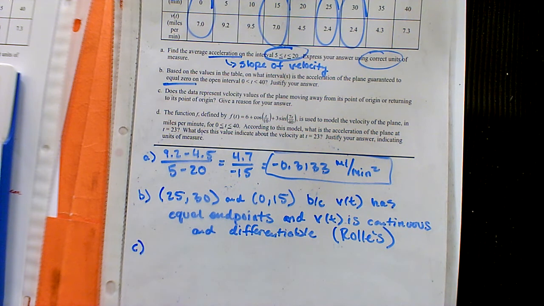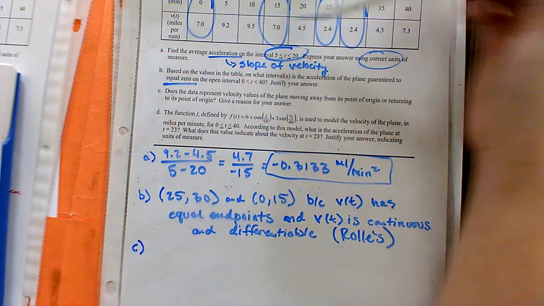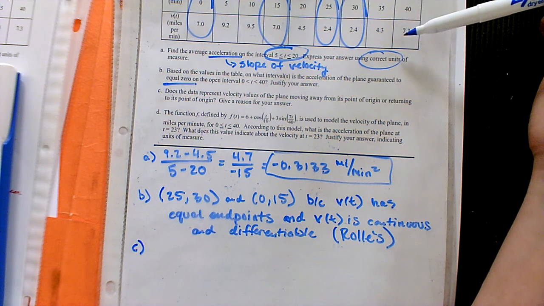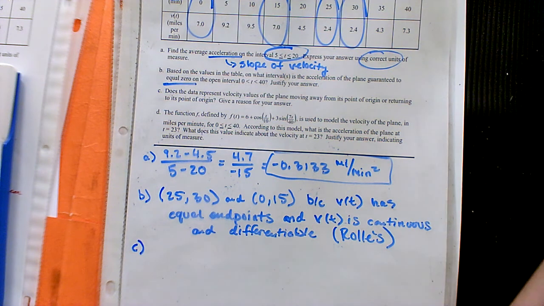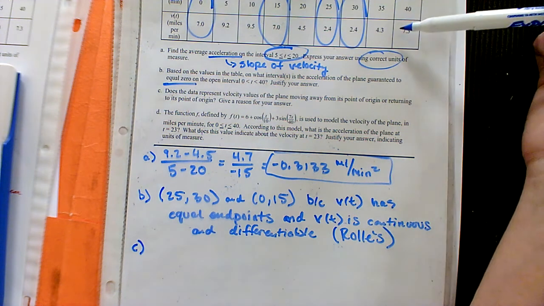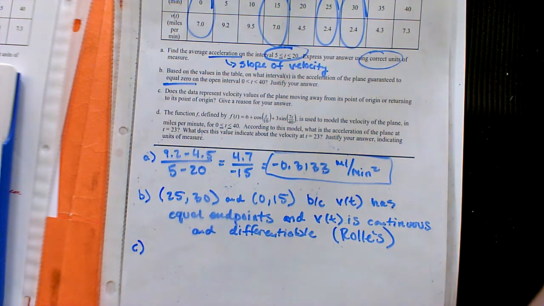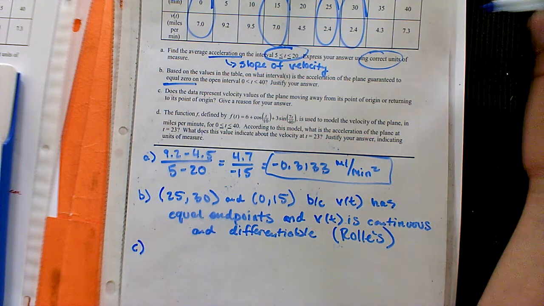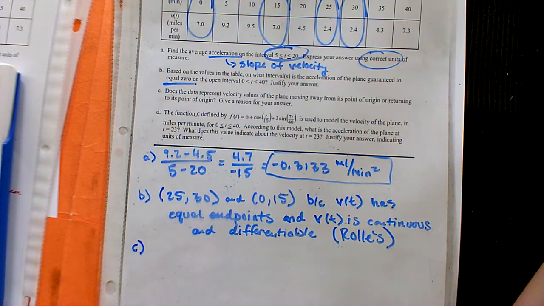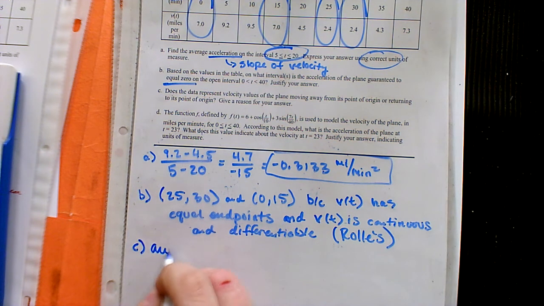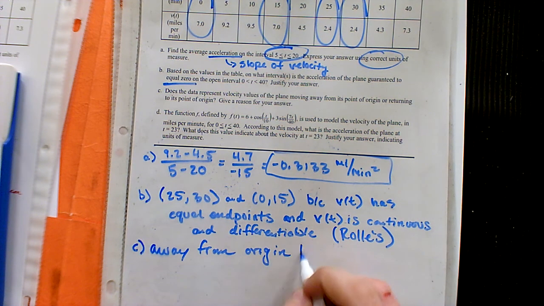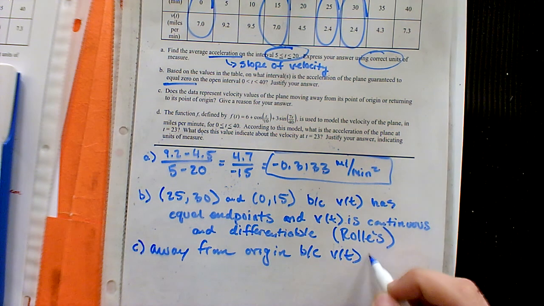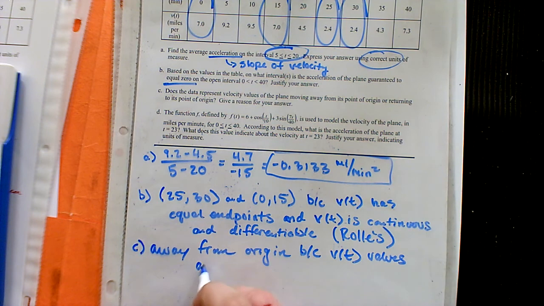How do you know? All the velocities are positive. So that means your position is increasing. If velocity is positive, that's the slope of position. So velocity positive means you're moving in a positive direction. If it's negative, you'd be moving back. Okay, kind of you changed direction and went back to where you started. So we'll say away from origin because V of t values are positive.